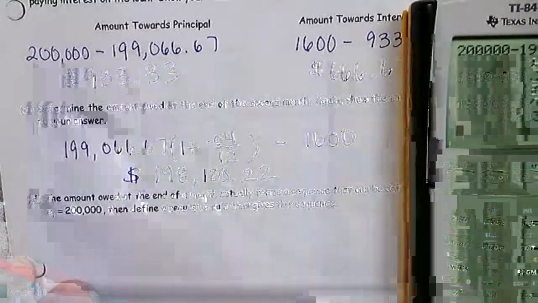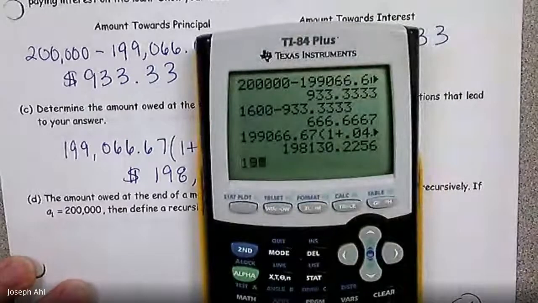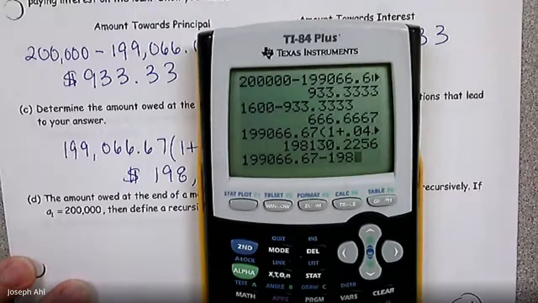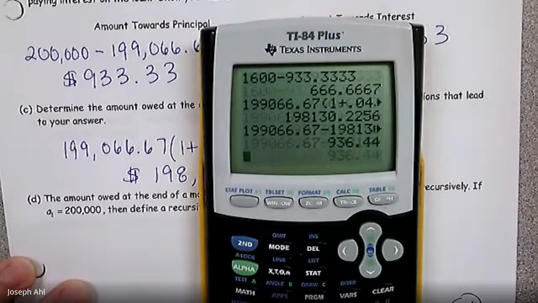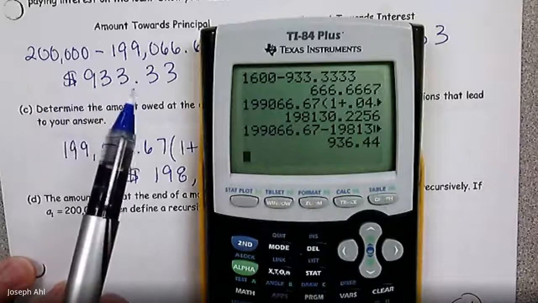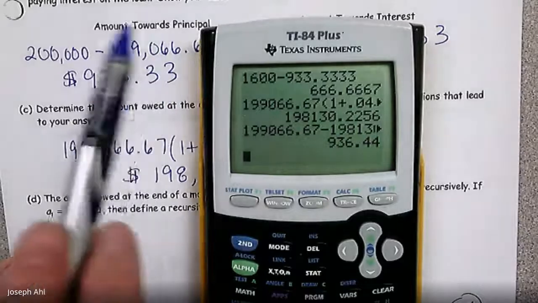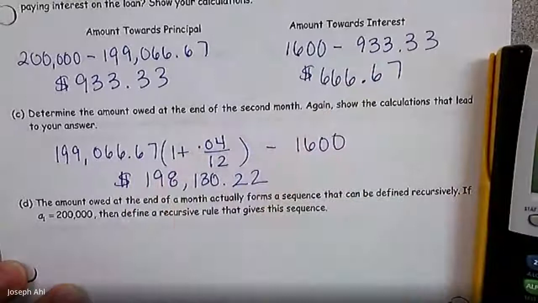$198,130.22. So if I want to know how much went towards paying off the loan, it doesn't ask that question actually, but let's just calculate it quick, see how it compares to the 933 number. So $199,066.67 minus $198,130.23. So now this amount went towards paying off the loan. So not that big of a difference, but $3-ish more in the next payment went towards paying off the total loan, which is good because that means that less of my payment went towards the interest that the bank is getting.